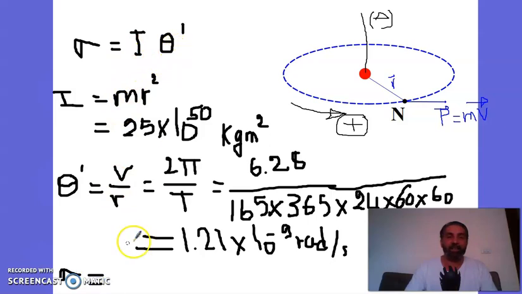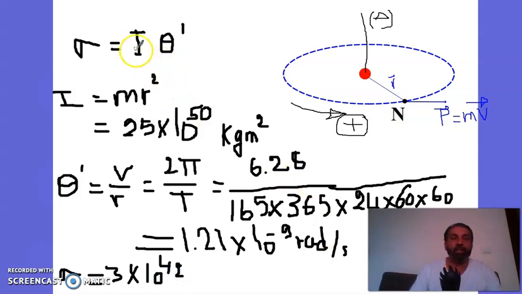Okay, now replace I and theta prime here. You get sigma approximately 3 times 10 to the power 42. Now what's the unit? The unit is kilogram meter squared radian per second, as we said. So kilogram meter squared radian. You can write radian and you can ignore the radian per second.